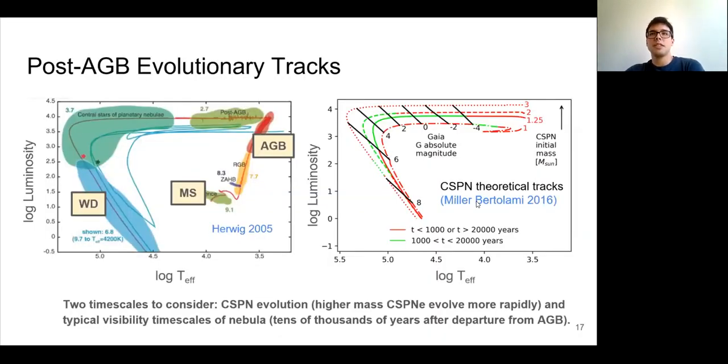If we go back to the cartoon version of the post-AGB evolutionary tracks on the left, on the right I've plotted the most recent central star tracks from Miller-Bartolomé. What's key to note about these tracks in the temperature-luminosity space is that the higher the mass of the central star, the more rapidly the track evolves, and also the higher the peak temperature and higher luminosity.